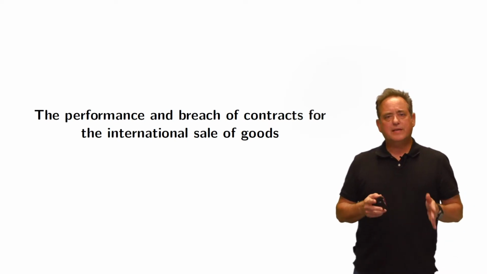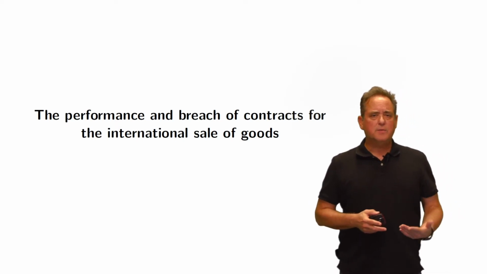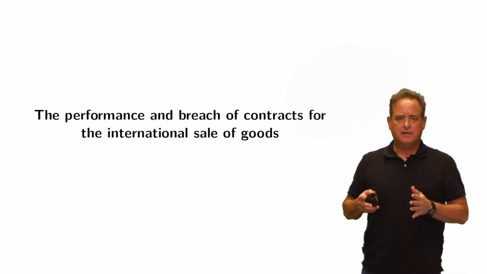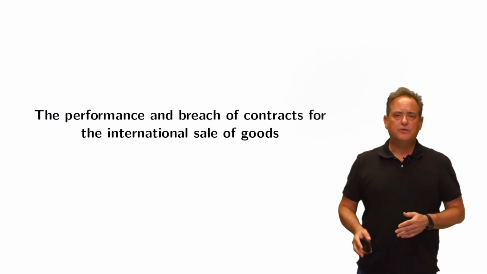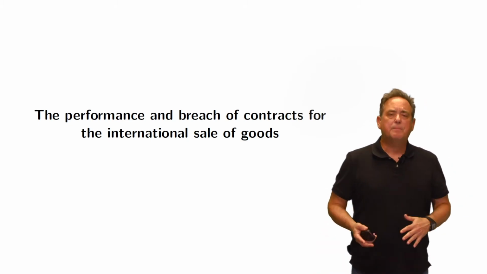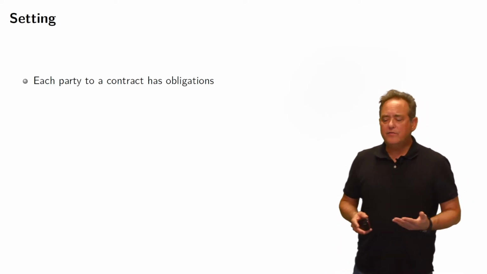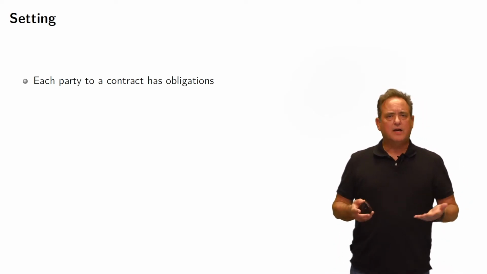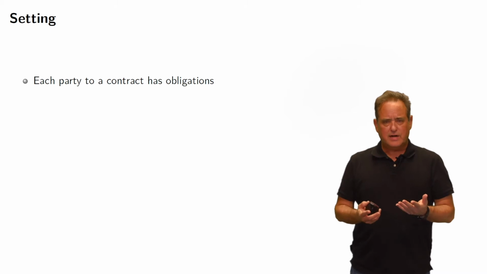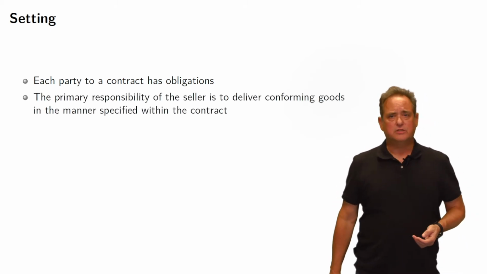So in this lecture, we take up the second phase in terms of looking at what is performance. Now, breach, don't be concerned about that. Breach simply means, in a legal sense, a failure to perform. So it's the opposite of performance. Now, we know that every party to a contract undertakes certain obligations. That's what a contract is. It's an exchange of rights and obligations.